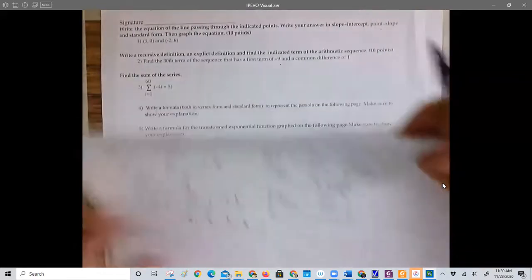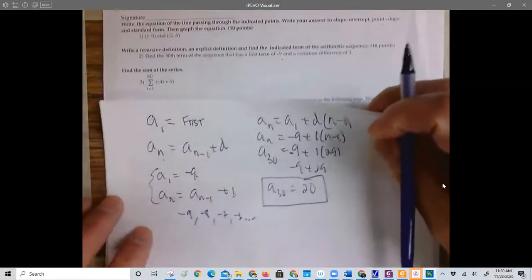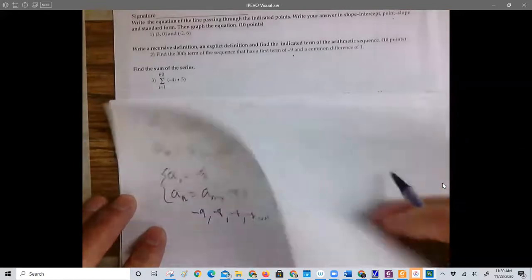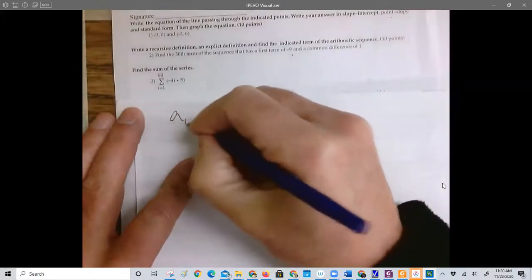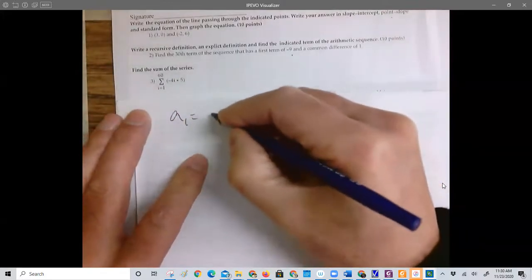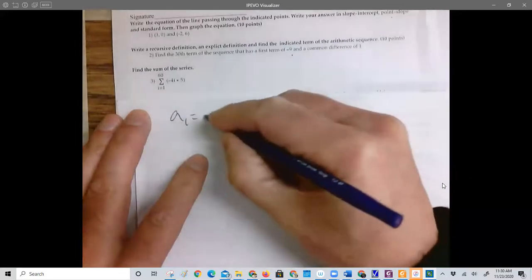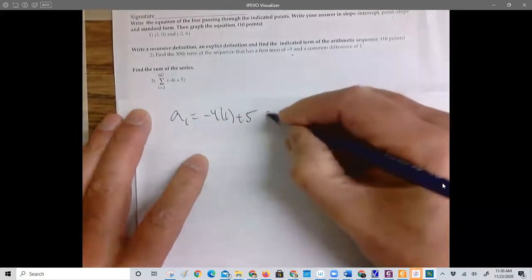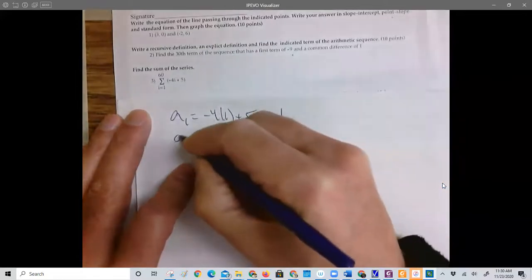Okay, question number 3, find the sum of the series. Well, I don't know if it's arithmetic or not. So maybe I should generate some terms. So a sub 1 is, well, let's see, if i equals 1, won't that be -4 times 1 plus 5, which is 1? And then what's a sub 2?